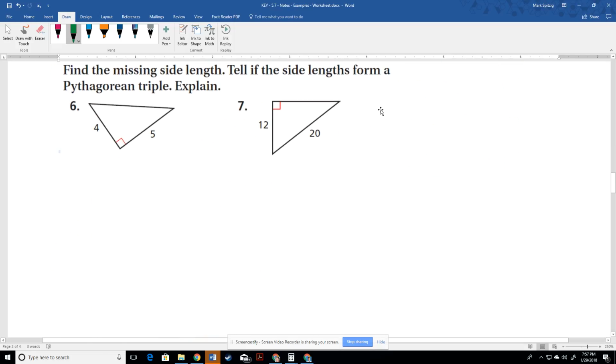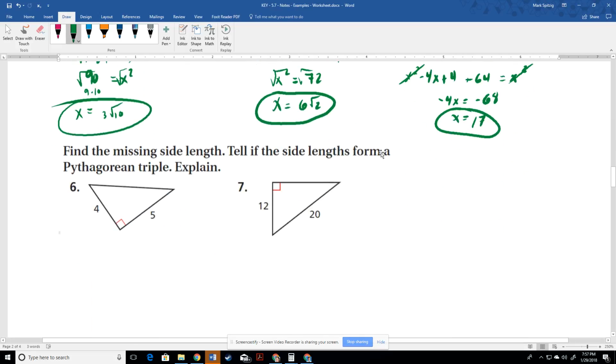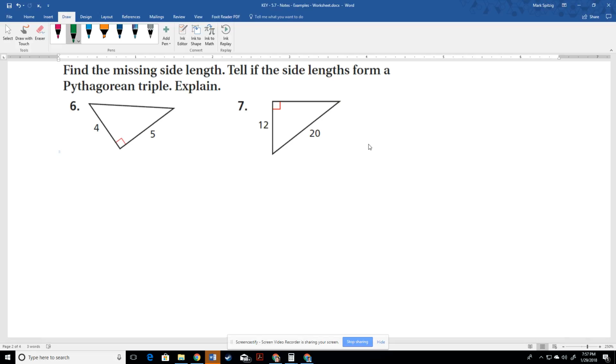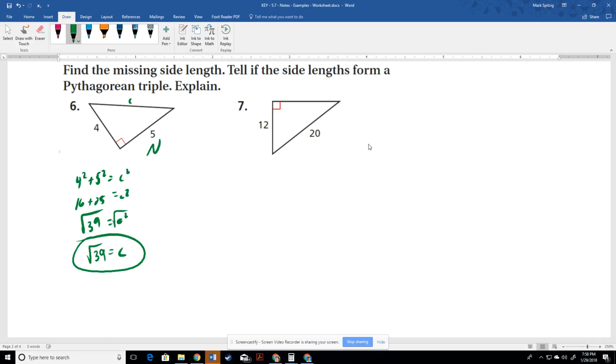All right. Find the missing side length. Tell if it forms a Pythagorean triple. In this case, it wants you to do 3, 4, 5, but it's not because the hypotenuse isn't 5. So we would say 4 squared plus 5 squared equals, in this case we're trying to find c, so c squared. So 16 plus 25, that's 41 equals c squared. And that's 3 times 13, but that's it. So it looks like just radical 39 is what we're going to get, and that's okay. So that would be a no, not a triple.